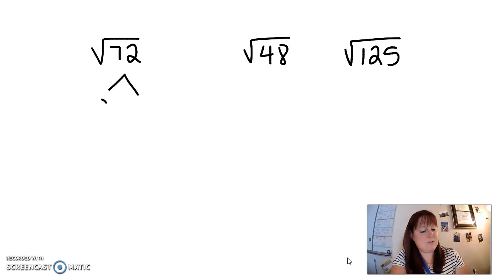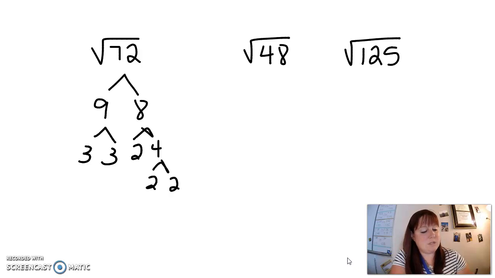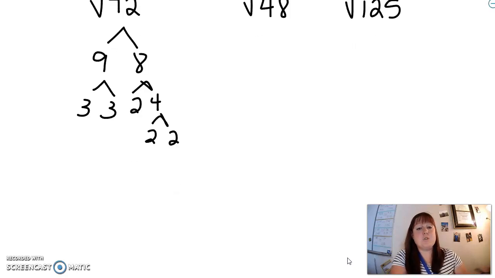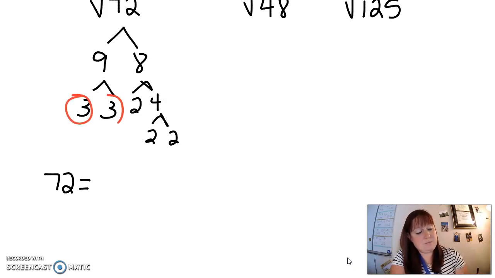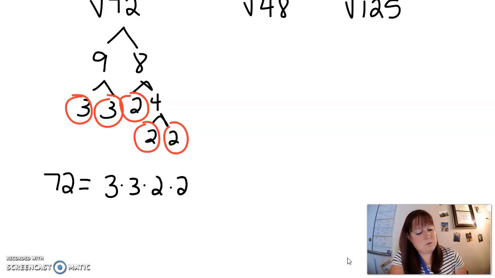Let's figure out 72. We can break it down into 9 times 3. Not 9 times 3, excuse me, 9 times 8. See, I'm getting ahead of myself. 9 times 8 is 72, and 9 can break down into 3 times 3. And 8 can break down into 2 times 4, which also breaks down into 2 times 2. So we can write out the prime factorization of 72. Instead of 72, we can write this as 3 times 3 times 2 times 2 times 2, because that's the prime factorization of it.